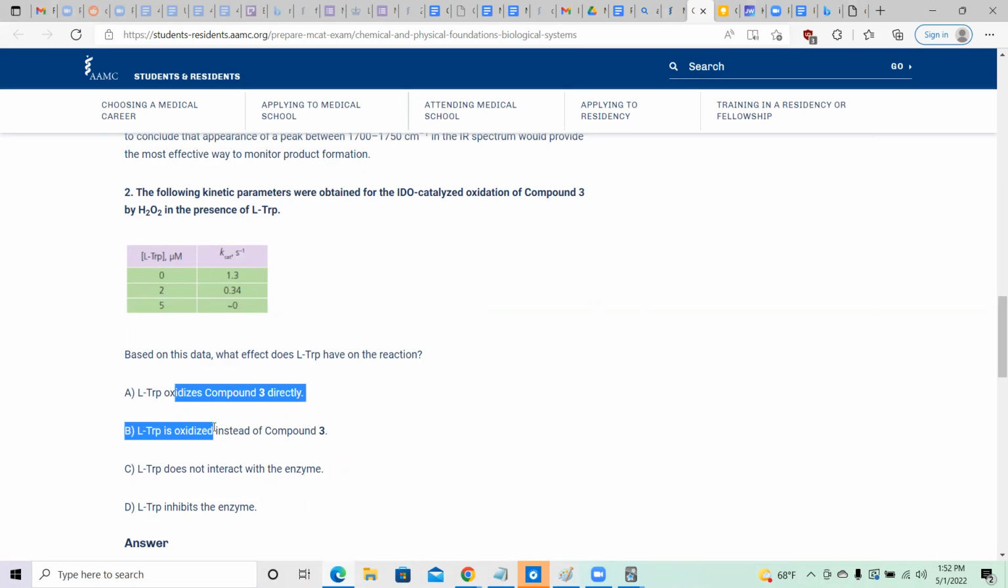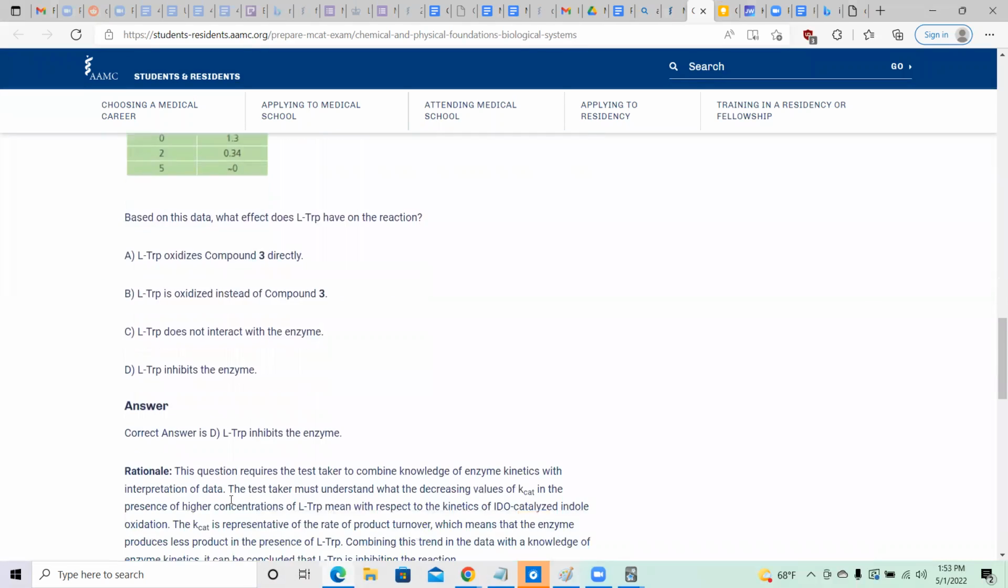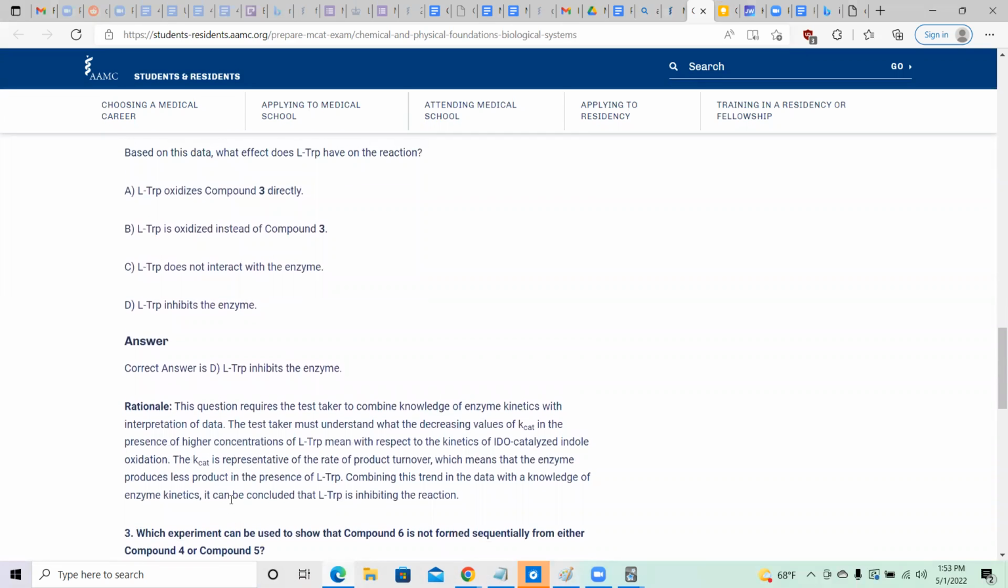And then we have some stuff about oxidation, right? But I think that this oxidation stuff is trying to trip you up if you didn't understand what L-Trp was. But since it's an enzyme and they're talking about kinetic parameters, then we're like, oh, enzyme kinetics, right? So I think that definitely leads us to L-Trp inhibits the enzyme, and it does.